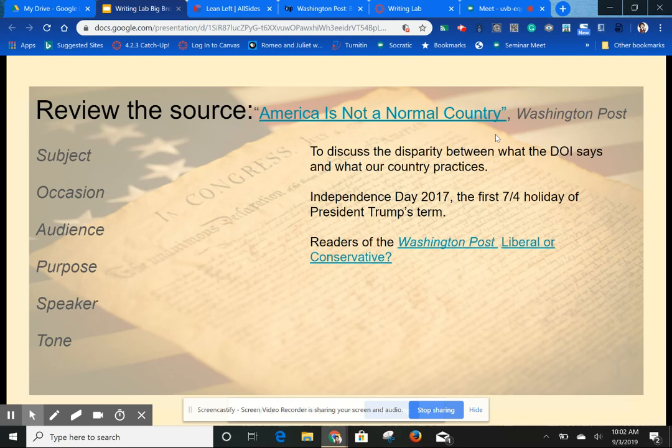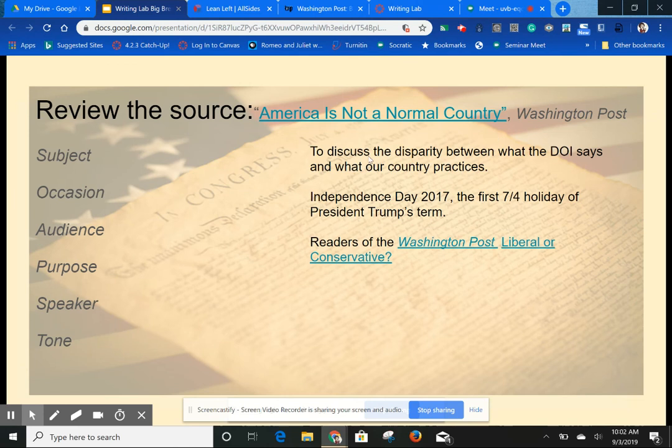Now, looking at the title, America Isn't a Normal Country, who's interested in that? The people, and especially the people who would agree. When you see that kind of a title, America is not normal. Boy, don't I know it. They're going to read that article. So they're going to look at Gerson's article from the title and the fact that they're already reading that. So they tend to lean left, and they probably agree with the title that America is not a normal country.